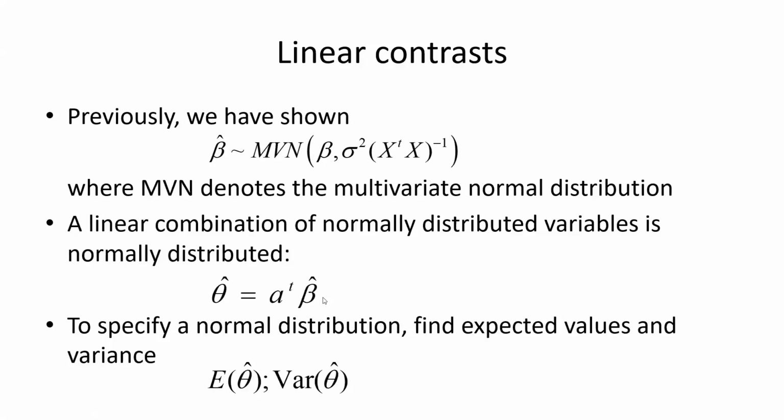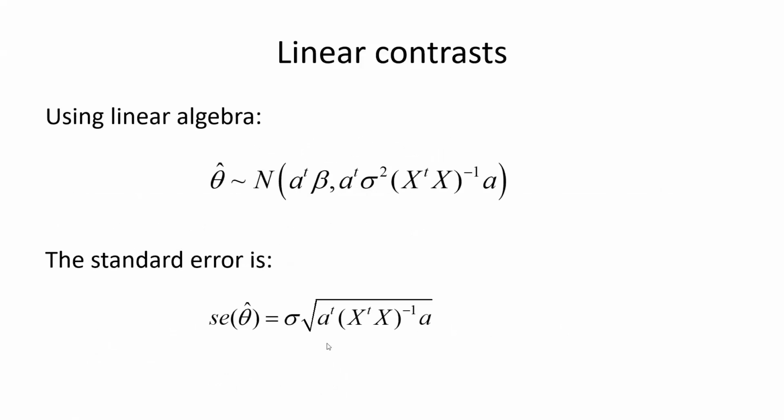So given that we know it must be normally distributed, we just need to find, well, just in quotation marks, the expectation and the variance. Using linear algebra, the expectation is just A transpose beta. And for the variance, we have to take the A transpose out in front, and we have an A in the back. And the variance of beta, we already know that's in here.